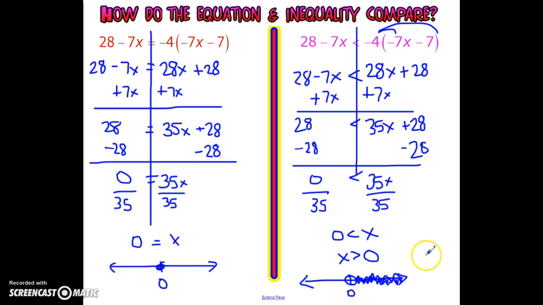If you're very confused on what the symbols mean, that would be a great thing for you to add to your feedback form when we finish, that you did not understand how to graph the various symbols. That's good information for me to know.